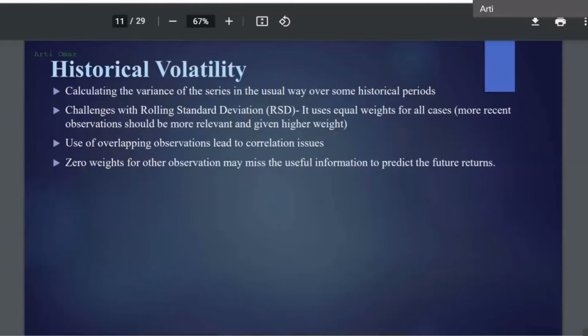Therefore, can we have this concept like this? Suppose we have data from 2000 up to 2020, 20 years of data. Suppose this is the population. From this population, can we draw samples in a randomized fashion, like 2008 to 2020, then 2006 to 2020?